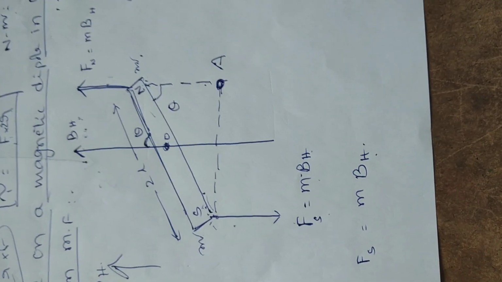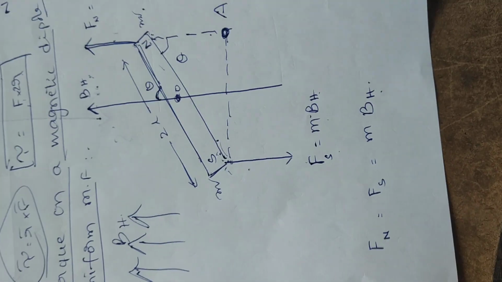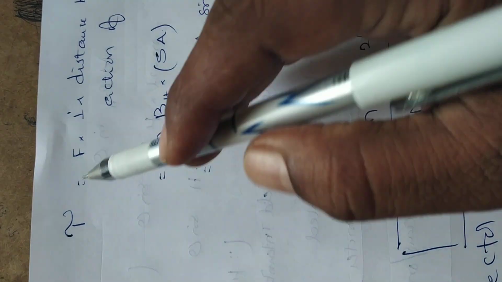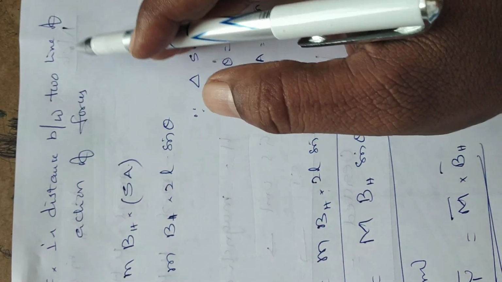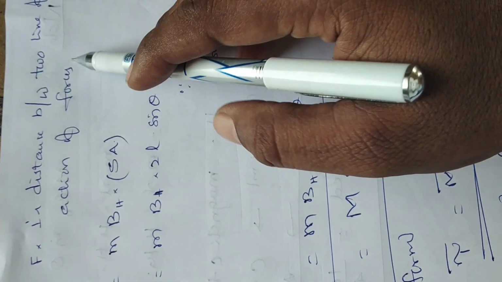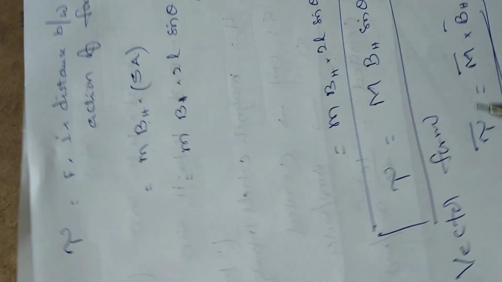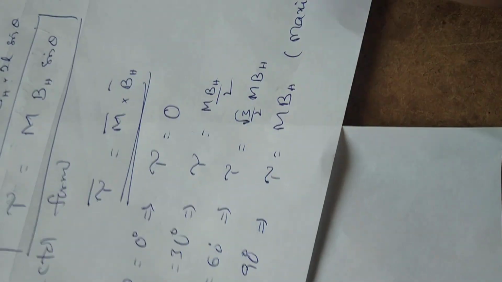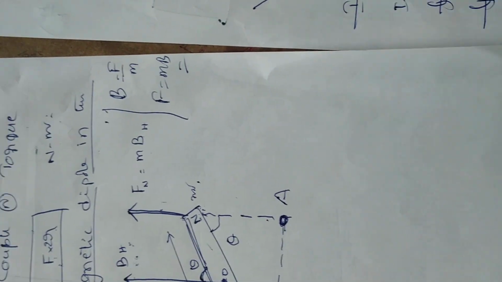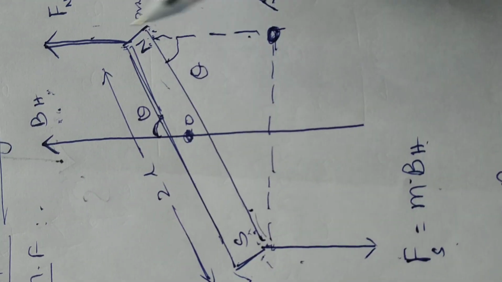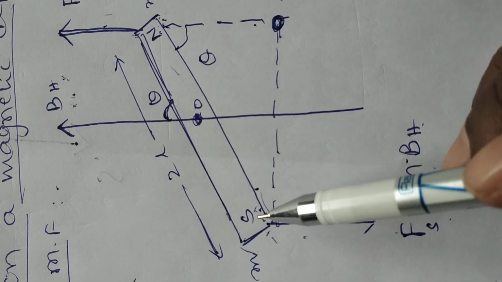Now, let us calculate the moment of couple. The moment of couple, or torque, acting on the dipole is given by torque tau is equal to force into the perpendicular distance between the two lines of action of forces. Force is equal to m into BH, and the perpendicular distance between the two lines of action of forces is nothing but SA.